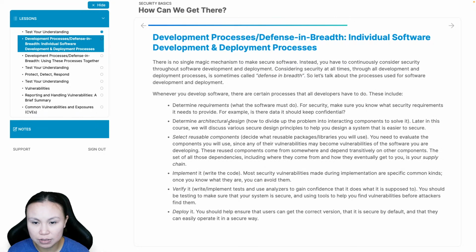Determine architectural design. So how to divide up the problem into interacting components to solve it. Yeah, so everything is a unit. Later in this course, we'll discuss various secure design principles to help you design a system that is easy to secure. So that would be on you. If you want to find out, do the course.